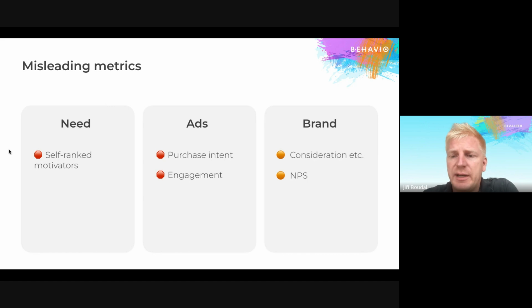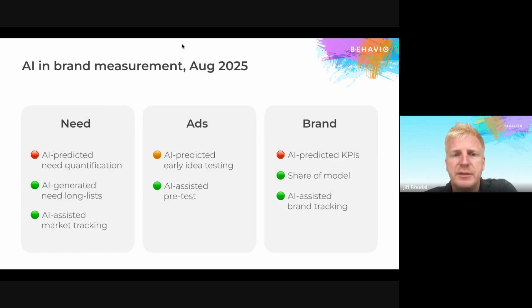I'm a little bit running behind on time, so I'll speed to the next topic, and that is how we use AI, or even how our competitors now use AI in brand measurement, and what we see working and what is not working yet.